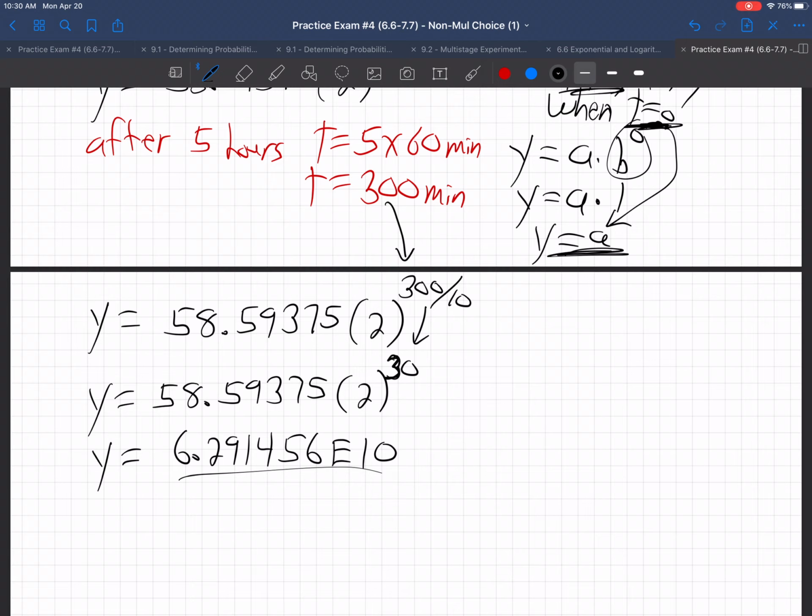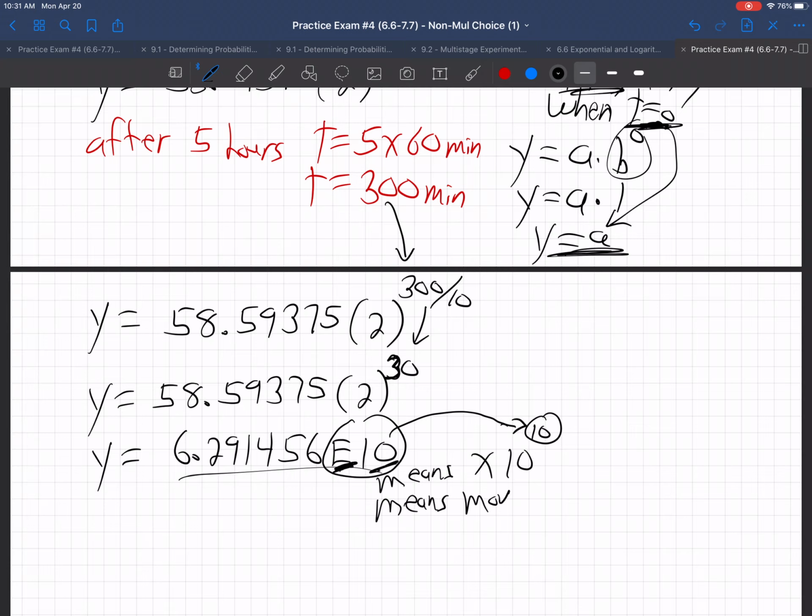E10. Now what is that E10? This means times 10 to the 10th power. That 10 is the power of 10, which means it's scientific notation. It's the way your calculator is telling you exponent. The E stands for exponent. It's telling you the exponent, the power on a 10, should be 10. Means move the decimal right 10 places.